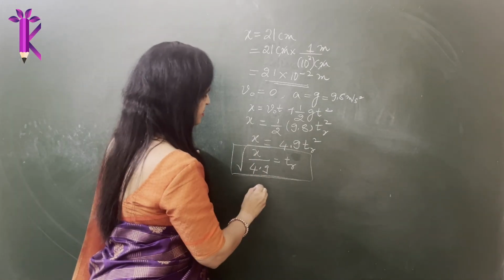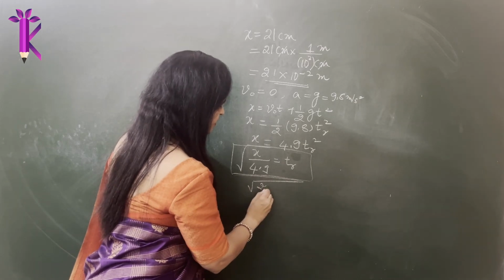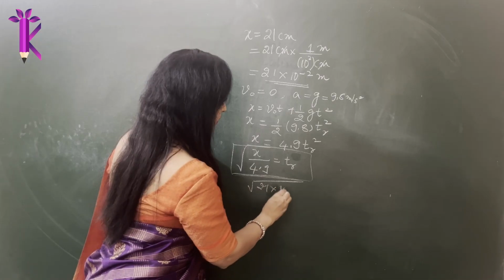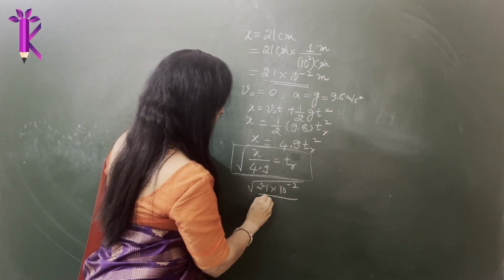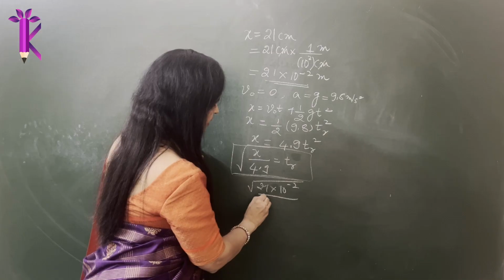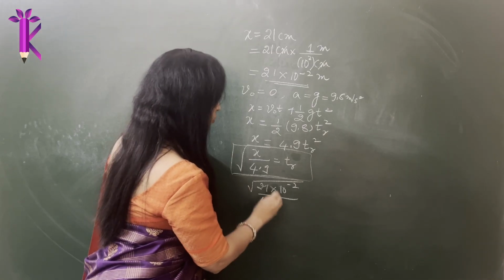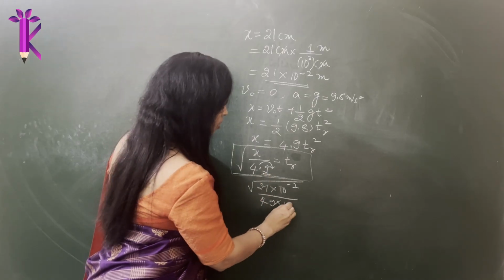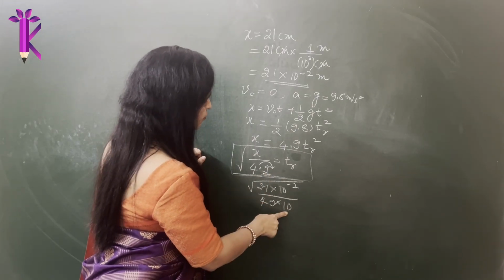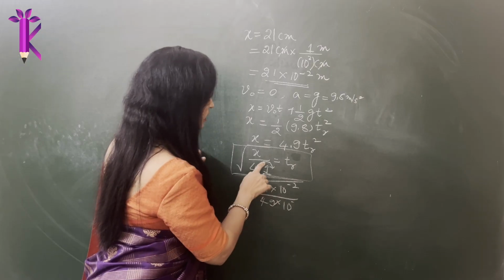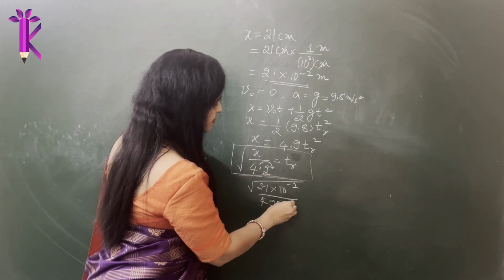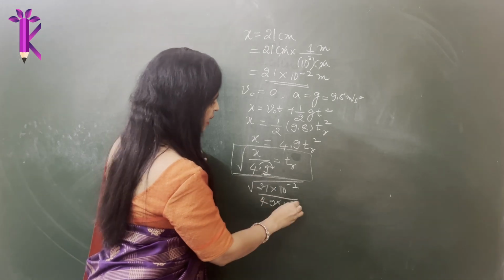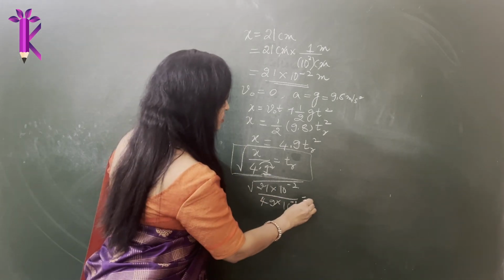If you know the stopping distance, you can substitute it. The stopping distance is 21 into 10 to the power of minus 2, divided by 4.9. 4.9 can be written as 49 into 10 to the power of minus 1, because I shift the decimal place to the right by 1 decimal. When you shift the decimal place to the right, the power decreases, denoted by minus. Since you're shifting by 1 decimal place, it will be 10 to the power of minus 1. So that will be tr.